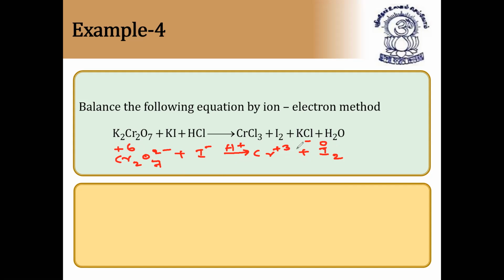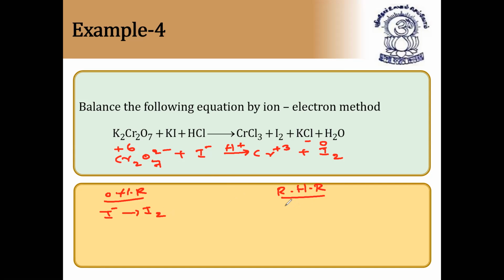First, we have to balance this by using the ion electron method. So let us see how, as we discussed in the previous lecture. Just the same as this only. So first we'll write the oxidation half reaction, and next we'll write the reduction half reaction. What is the oxidation half reaction? The one which is increasing, minus 1 to 0. So iodide changes to iodine. This is the oxidation half reaction.